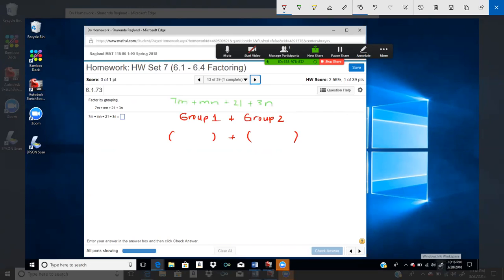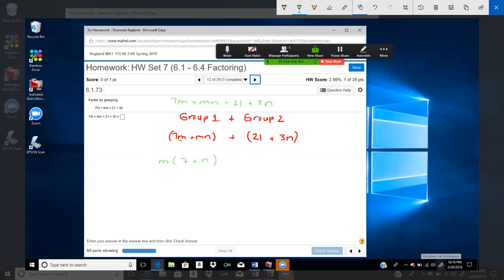So let's do the first 2 and then the second 2. We'll put 7m plus mn in the first group, and in the second group, we have 21 plus 3n. Now you already know how to factor by finding the GCF. That's what we're going to do, each group. So look at the first group. What do they have in common? They have an m, and that's about it. So pull out the m. And what do you have left? You have 7 plus n.